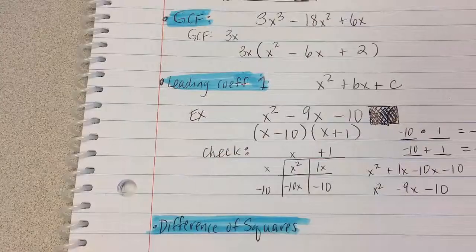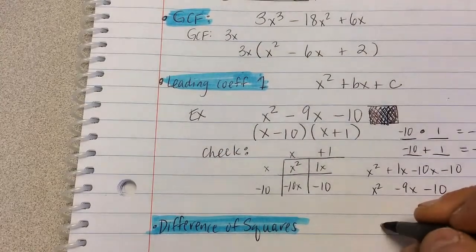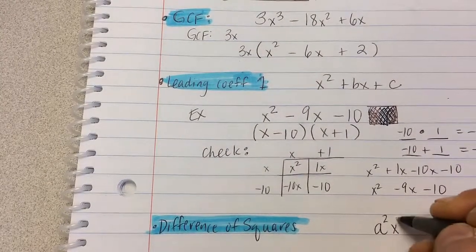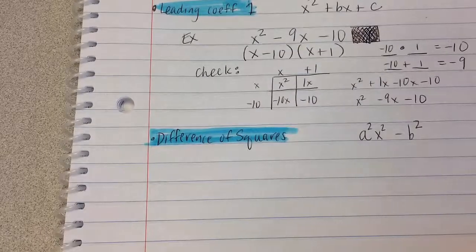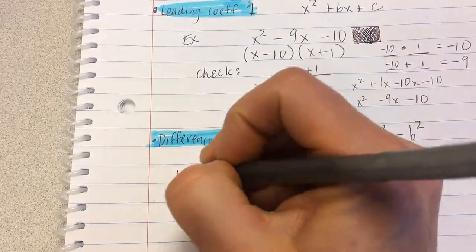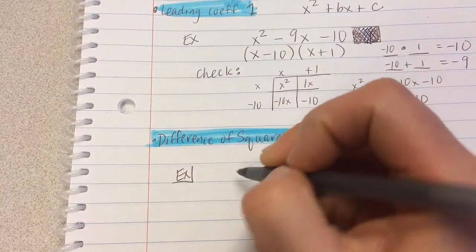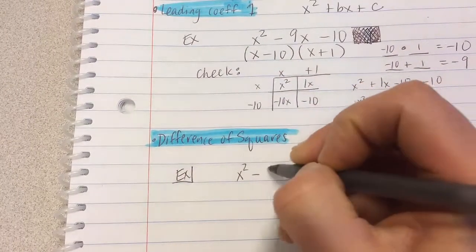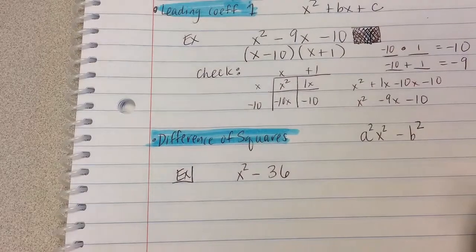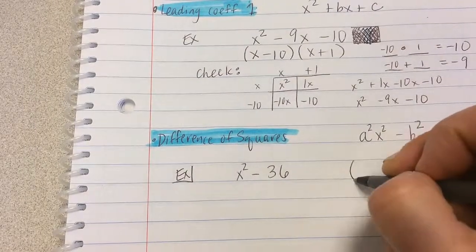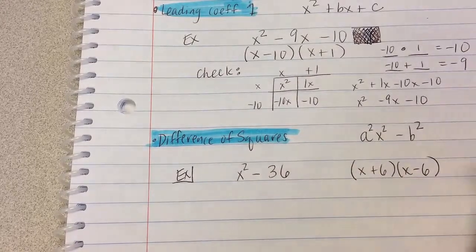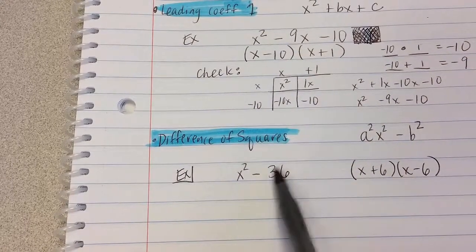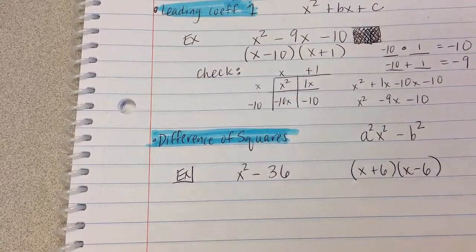The last kind of factoring we talked about was difference of squares. So that's going to look something like a squared x squared minus b squared. So in other words, we're going to do a couple different examples. So if I've got x squared minus 36, this will factor into x plus 6, x minus 6. And you can check this by multiplying it out and make sure that works.